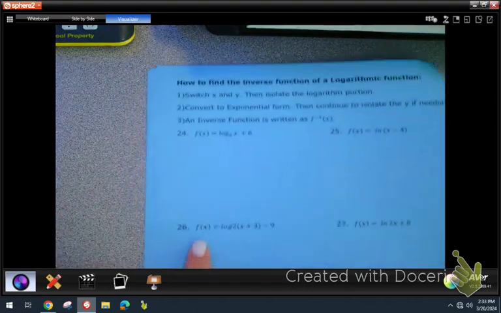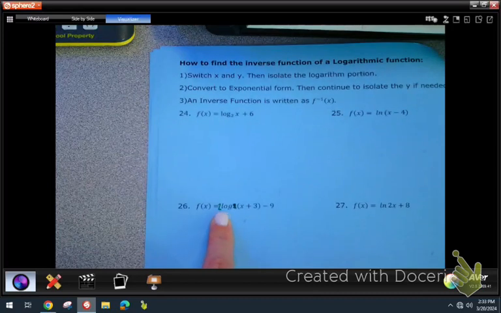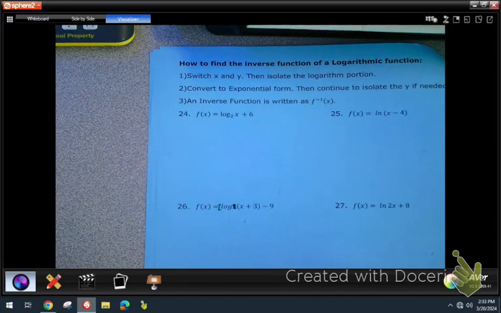Okay, real quick. I'm going to change problem 26 slightly. I think it was a typo. I don't know, I want to change it. Where it says log of 2 times x minus 3, scribble out the 2 right there and put the 2 in front. 2 times log of x plus 3 minus 9. And you know what? Let's just go ahead and do that one. It's still the same idea.